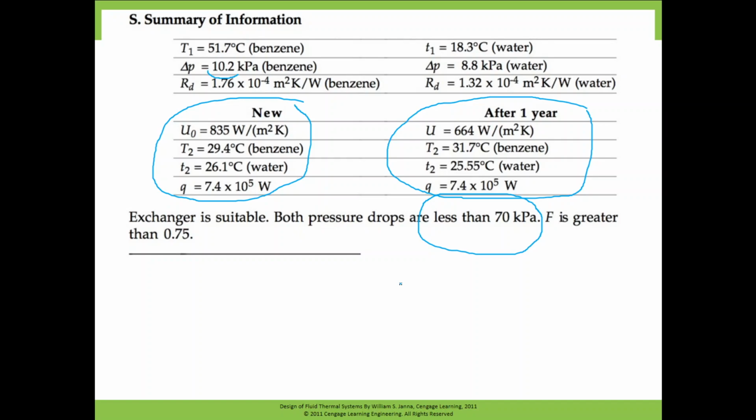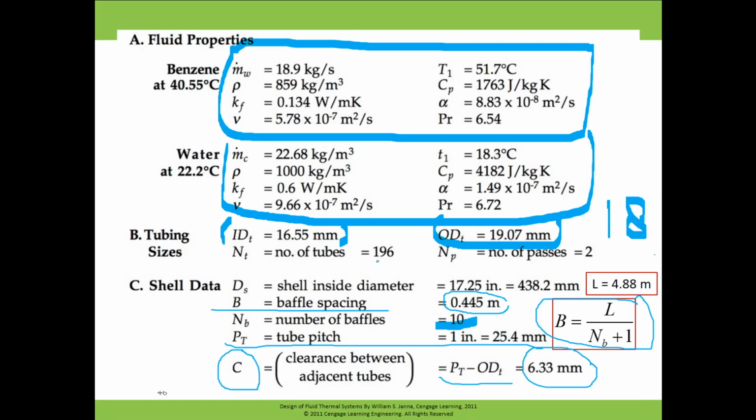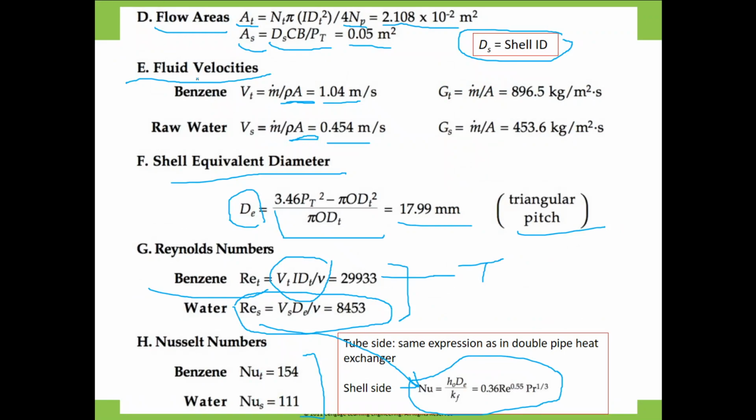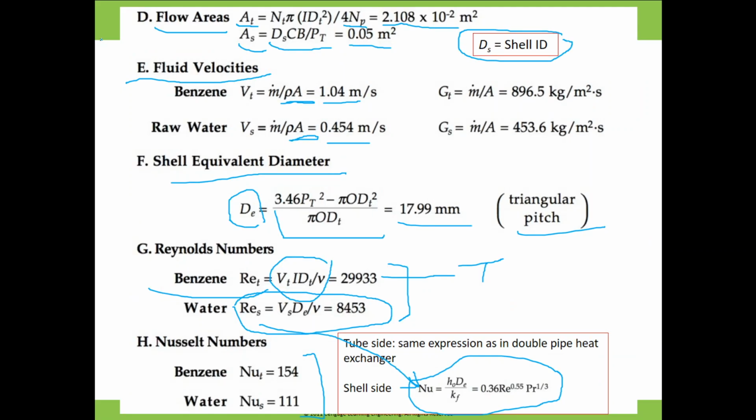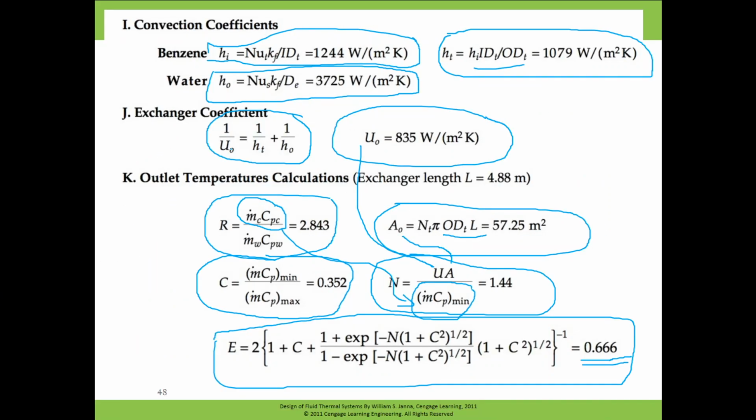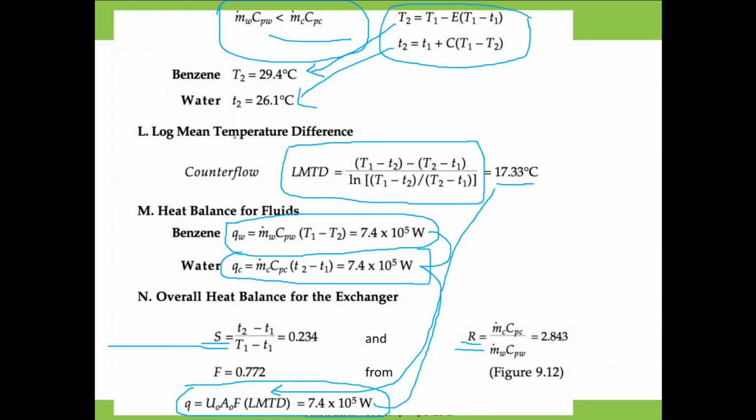So this is the complete analysis for the shell and tube heat exchanger. We started with the properties, and then went step by step, sizing the tubes, sizing the shell, calculating the areas, velocities, equivalent diameter, Reynolds number, Nusselt number, heat transfer coefficient, and overall heat transfer coefficient. Then with the help of C and NTU we calculated the effectiveness, and using the effectiveness we can find the final temperatures of the tube and shell side fluids, and then calculate the log mean temperature difference.